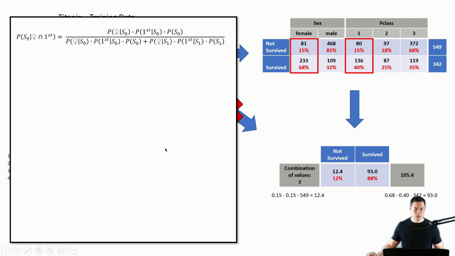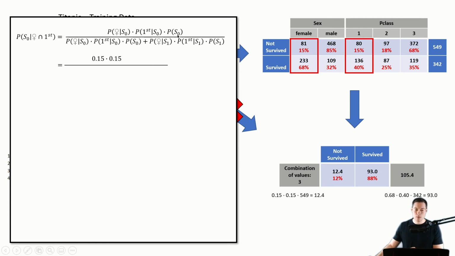And therefore, let's first create some space. So now let's put in the values. This first expression here is the probability that the passenger is female given that the passenger did not survive. So we're only looking at non-survivors, and we want to know how many of those are female. So that's this 15%. Then the next expression is the probability that the passenger traveled in first class given that the passenger did not survive. So we're again only looking at the non-survivors, and how many of those traveled in first class. So that's also 15%.